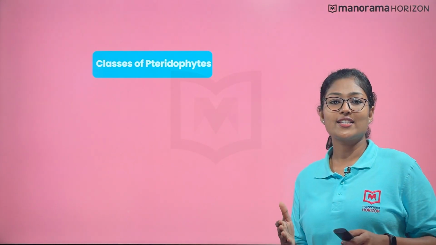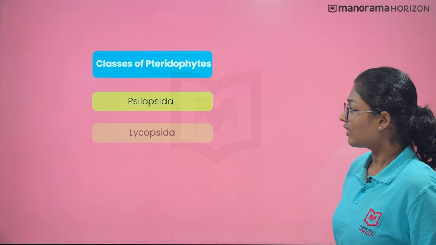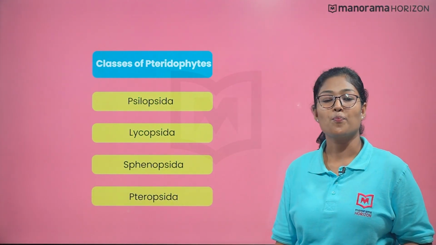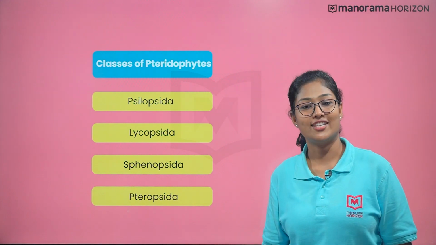In the evolutionary process, this is a major key point as the same process is studied in gymnosperms and angiosperms. So the pteridophytes are classified into four classes: Psilopsida, Lycopsida, Sphenopsida and Pteropsida. So let us summarize what we have learned.